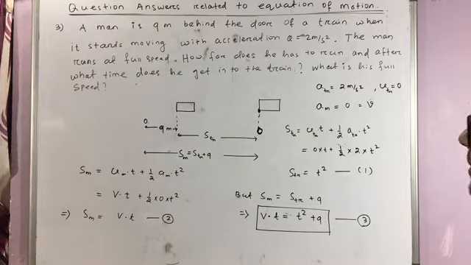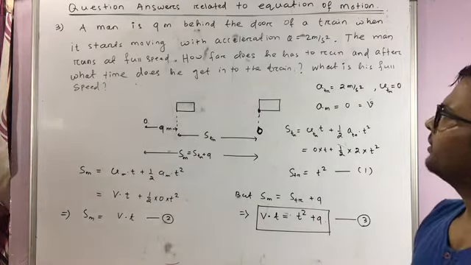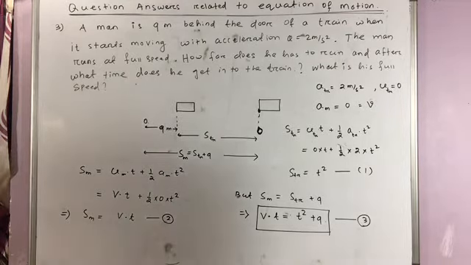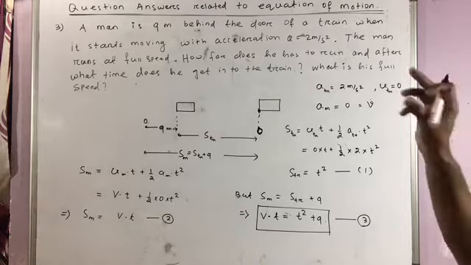The question number 3. The question is, a man is 9 meter behind the door of a train, when it starts moving with acceleration a equal to 2 meter per second square. The man runs at full speed. How far does he have to run and after what time does he get into the train? What is his full speed? So try to understand the question.